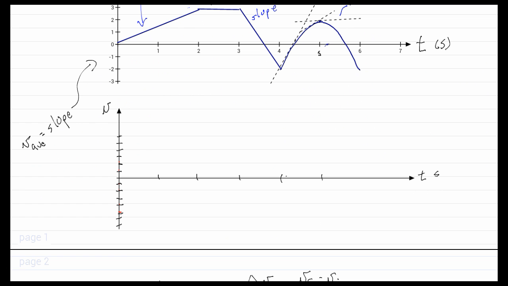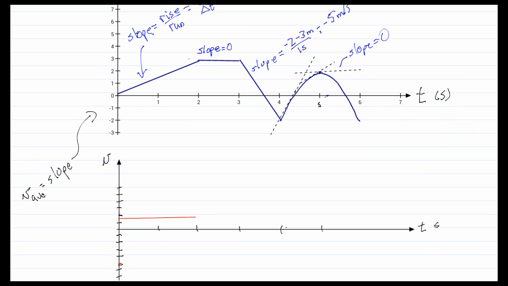Oops. Wait. Why is that not working? There we go. Alright, so let's plot that. The first 2 seconds, there's our line. It's a straight horizontal line because the velocity is constant over those 2 seconds. Alright, let's go back up.